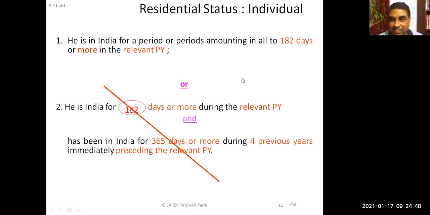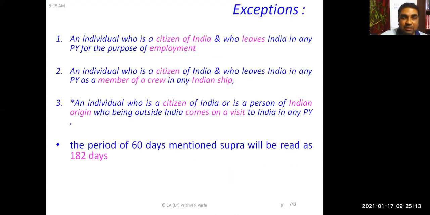So is it clear? Of course, I added a small complexity to it. Is it clear to you? Yes, sir. Sir, are all three required only once for 182 days, or only the first two? I told you all three. These are the three exceptions. Any doubt here?